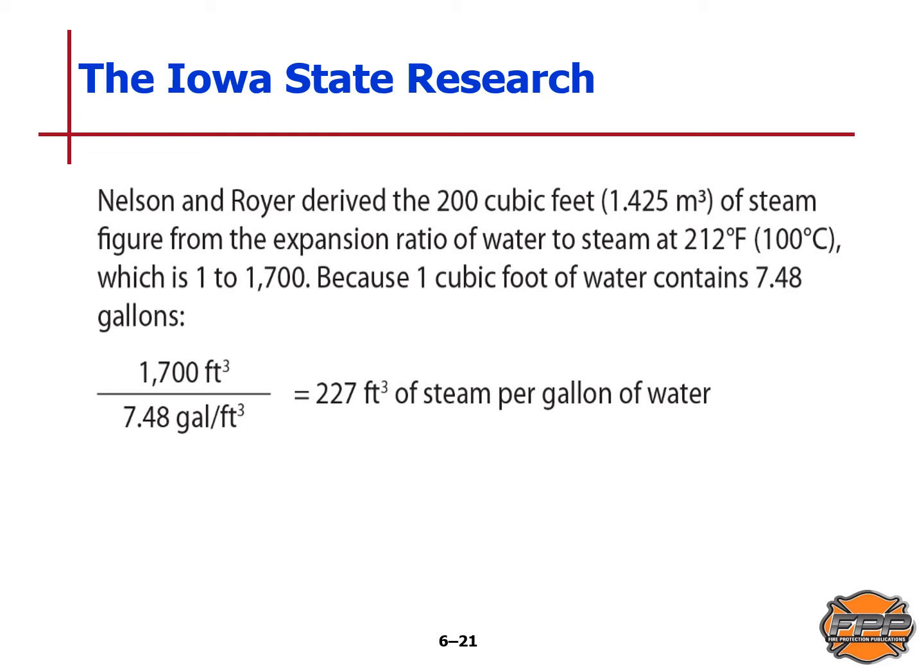Now, Nelson and Royer derived the 200 cubic feet, which is 1.425 cubic meters of steam figure, from the expansion ratio of water to steam at 212 Fahrenheit, which is 100 degrees centigrade. And that expansion ratio is 1 to 1700. It's immense. Because 1 cubic foot of water contains 7.48 gallons, you take 1700 cubic feet divided by 7.48 gallons per cubic foot, which equals 227 cubic feet of steam per gallon of water. It's an absolute immense expansion.